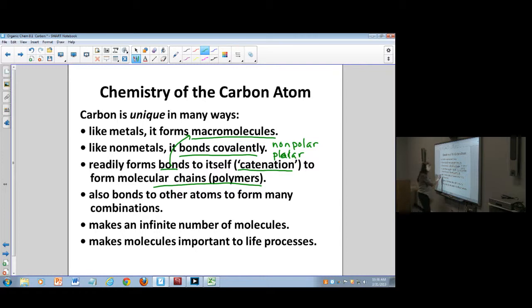It can bond to all kinds of other atoms, and it can be involved in lots and lots of different reactions. In fact, there are so many molecules, I don't know, infinite might be too big, but there are so many molecules that some are made every day in maybe the plastics industry or something. And, of course, it's very important to our life processes.